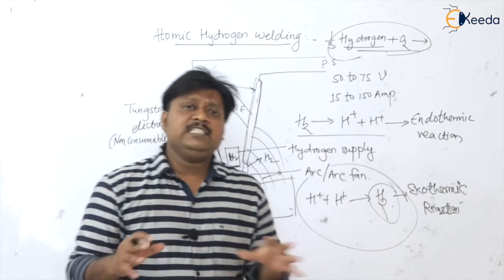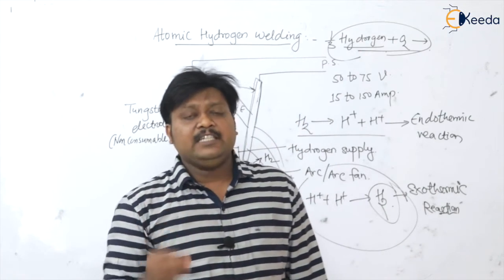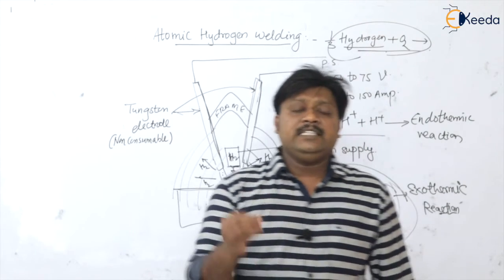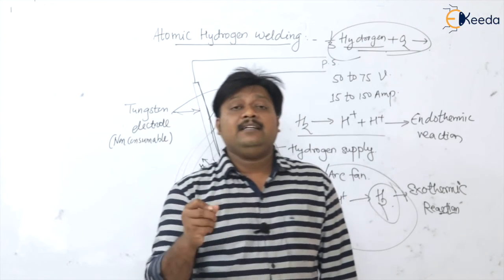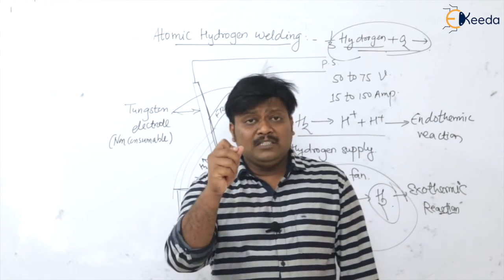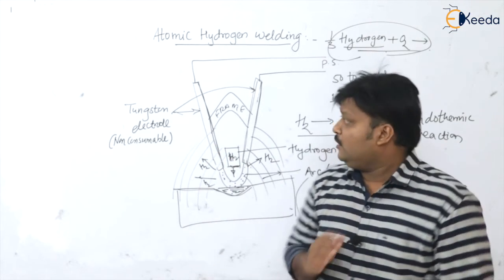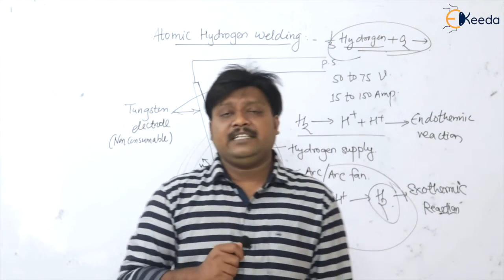So this is about the atomic hydrogen welding technique, which is specifically made for welding highly reactive materials like aluminum and magnesium. This technique is also suitable for welding stainless steel. Understood? So this is about the atomic hydrogen welding technique.